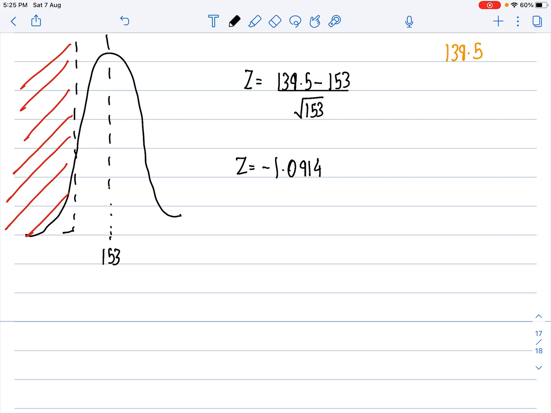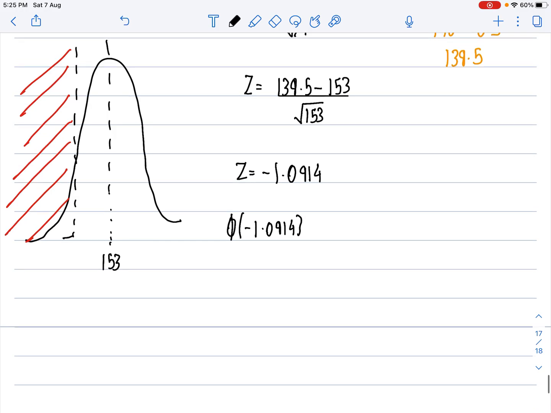So for less it's phi. So I simply write I need the phi of the z value, which is minus 1.0914. And another thing which I wanted to mention, which you must have noticed: if you have a value which is less than the mean, the z value you will get is always negative. And if you get a value which is more than the mean, the z value will be positive. Okay, correct? This you might be knowing.